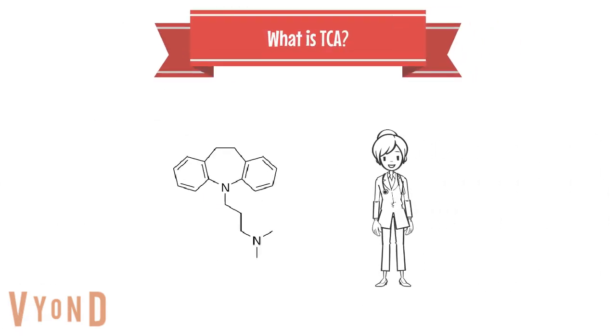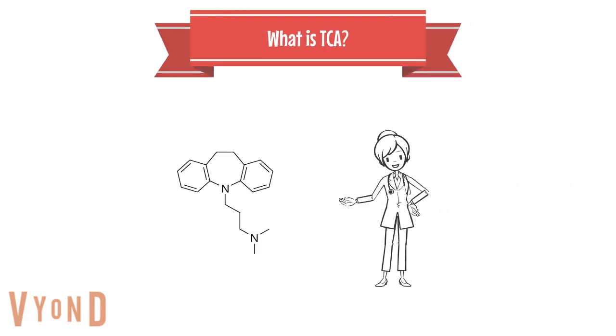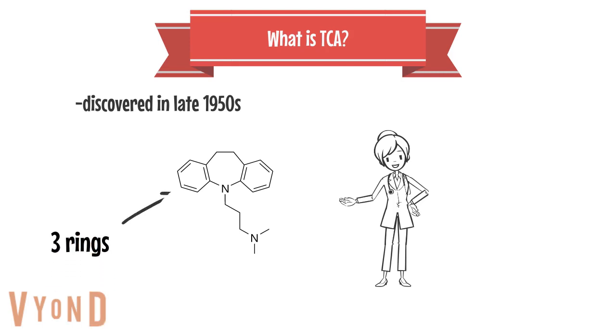Tricyclic antidepressants are a class of antidepressants that were first introduced in the late 1950s. They are one of the very first antidepressants introduced. They were named tricyclic because their chemical structure contains 3 rings.